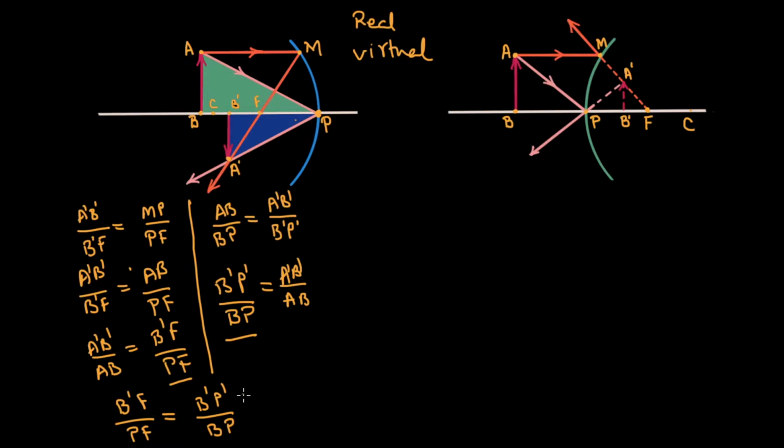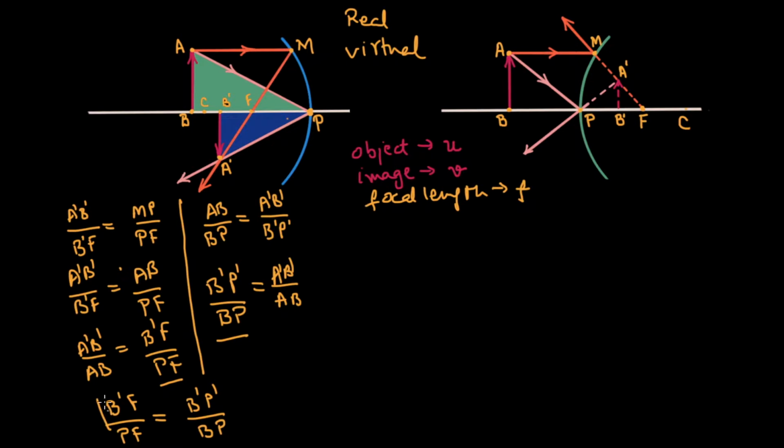Now let's write these in terms of the object and image distances. The convention followed is that the object distance is denoted as U, the image distance is denoted as V, and we have already seen that the focal length is denoted as F. Let's see if we can write these quantities in terms of U, V, and F, keeping in mind the appropriate signs, positive and negative.